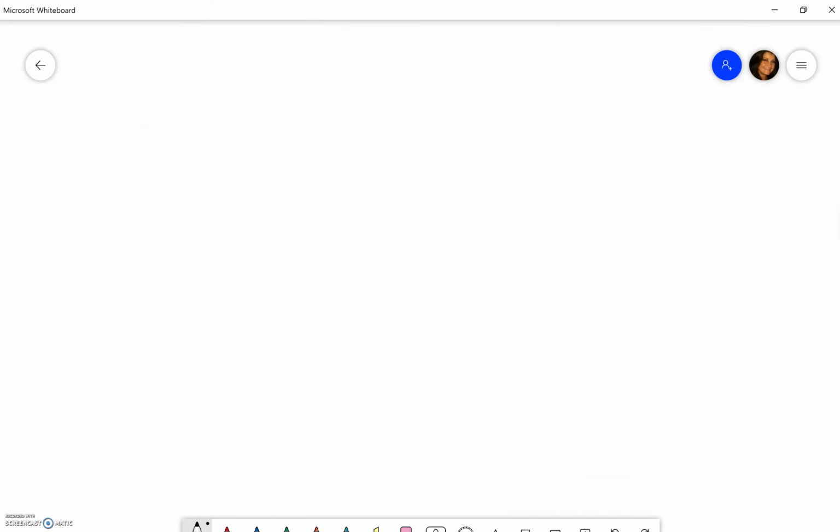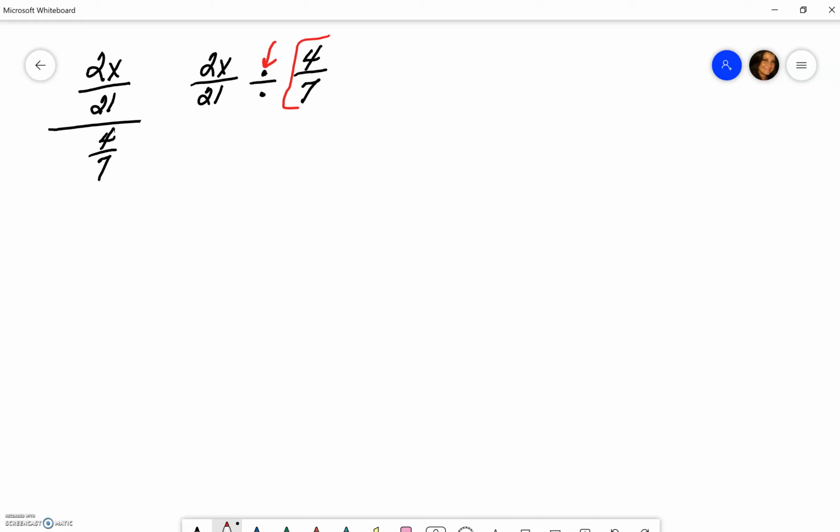All right, now let's move over to number 2. Same thing, it's a complex fraction, but this time it has a variable in it. So we have 2x over 21 all over 4 over 7. Okay, so I'm going to rewrite it as 2x over 21 divided by 4 over 7. Now the rule states we're going to change this to multiplication, and we want the reciprocal of that. So I'm going to rewrite it as 2x over 21 times, now it's 7 over 4.